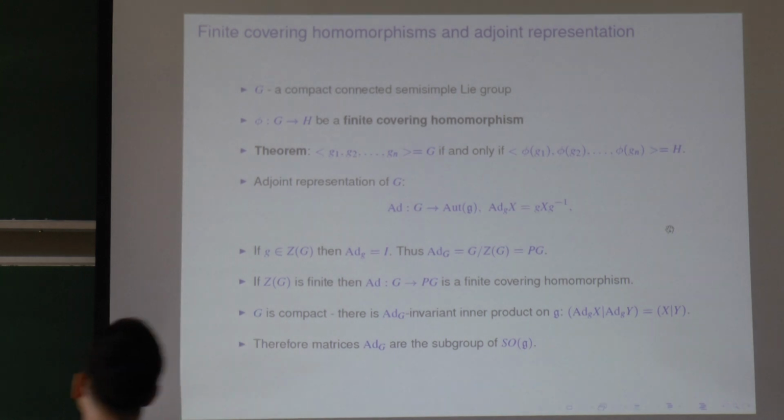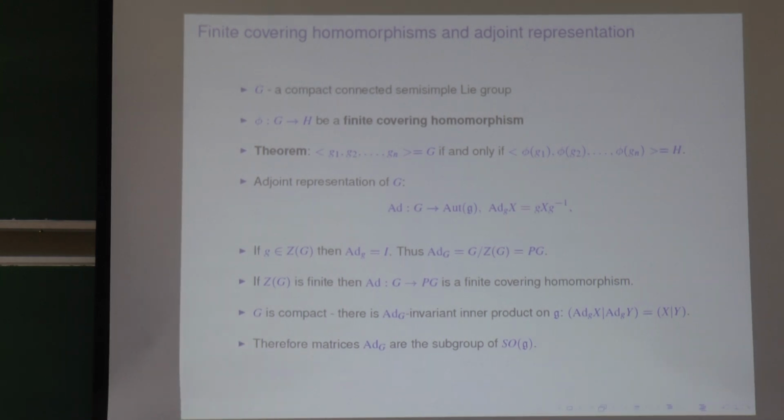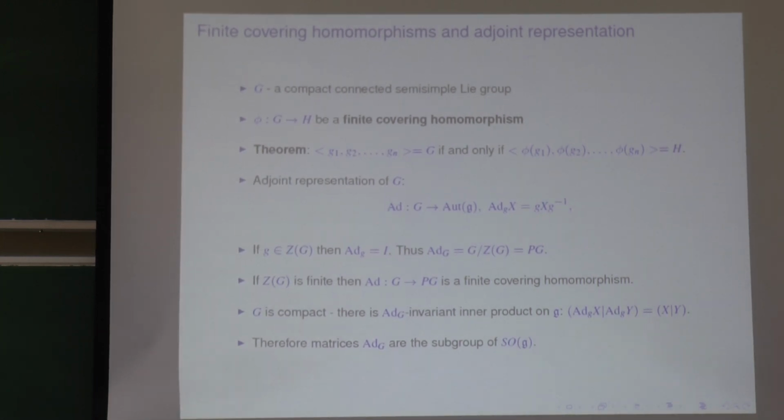Okay, so another thing which will be useful is something called a finite covering homomorphism. So if I have a compact, connected and semi-simple group, so not all assumptions are needed, but I wrote them. So I have this kind of group, and then I have a map from my group to some other group, and this map is a finite covering homomorphism. So it's a homomorphism, and covering means that it's onto H, and finite means that over any element in H, there are finitely many elements in G.